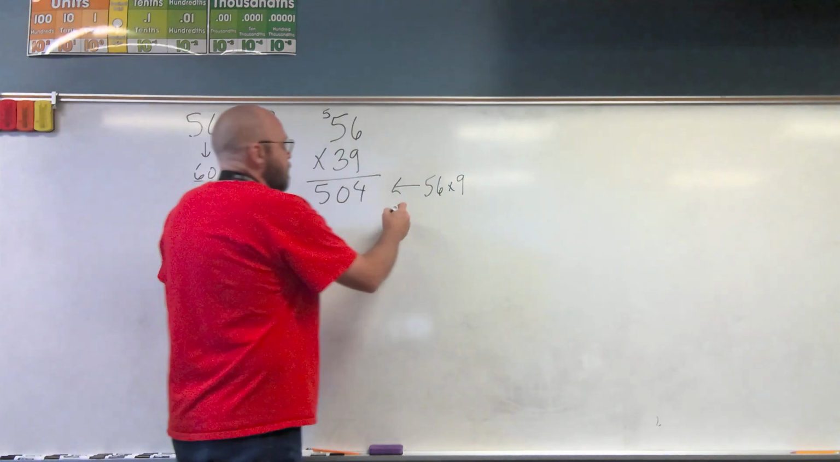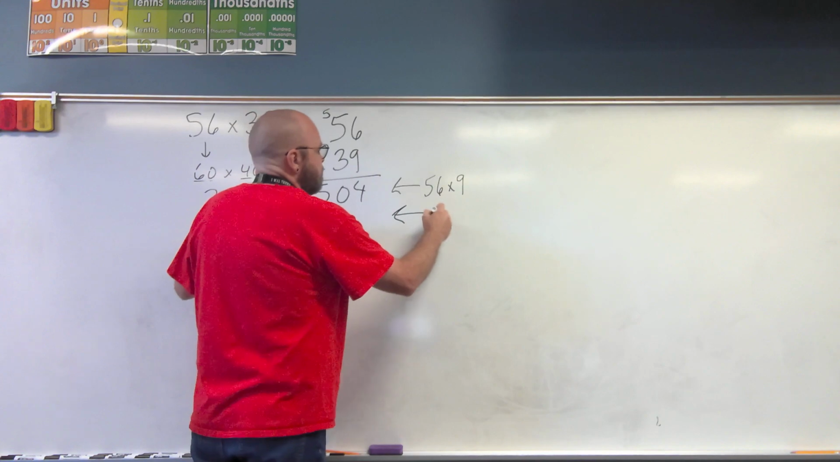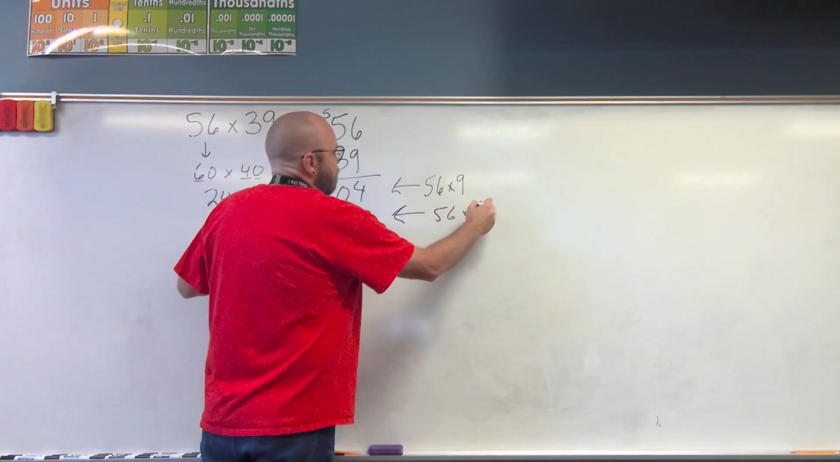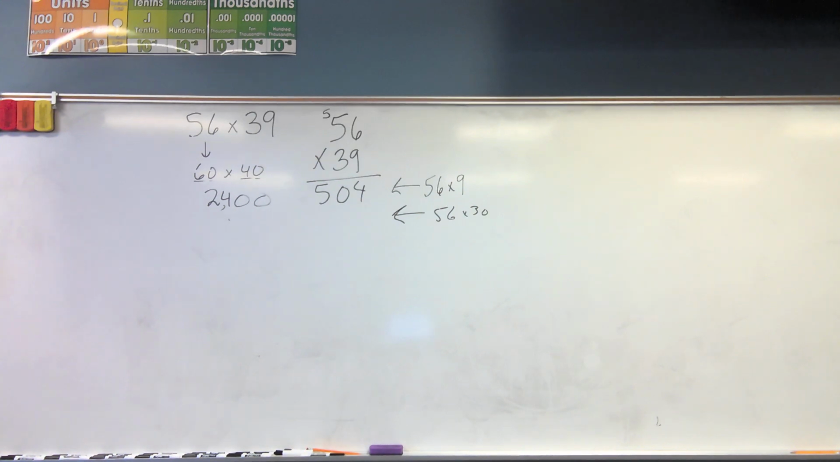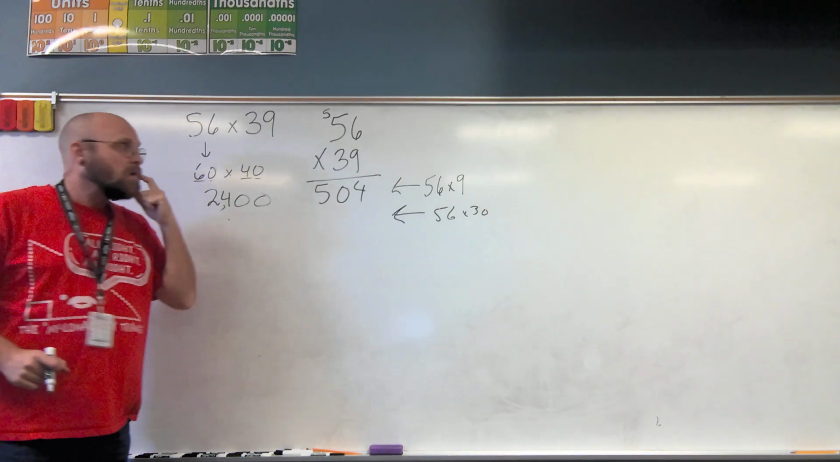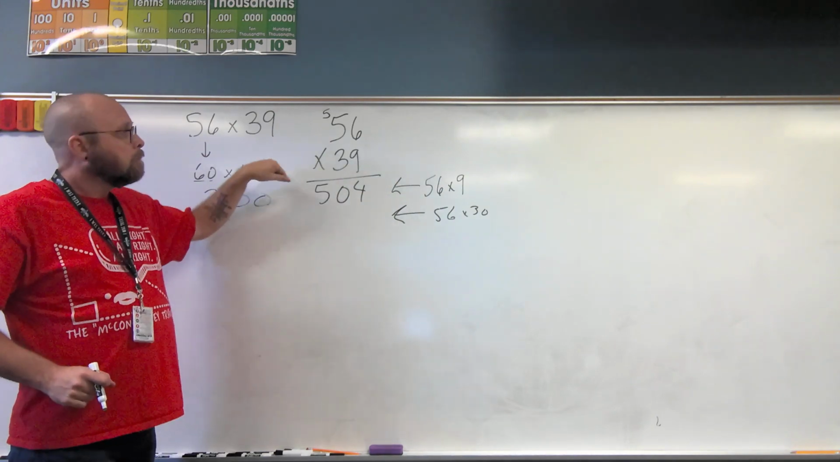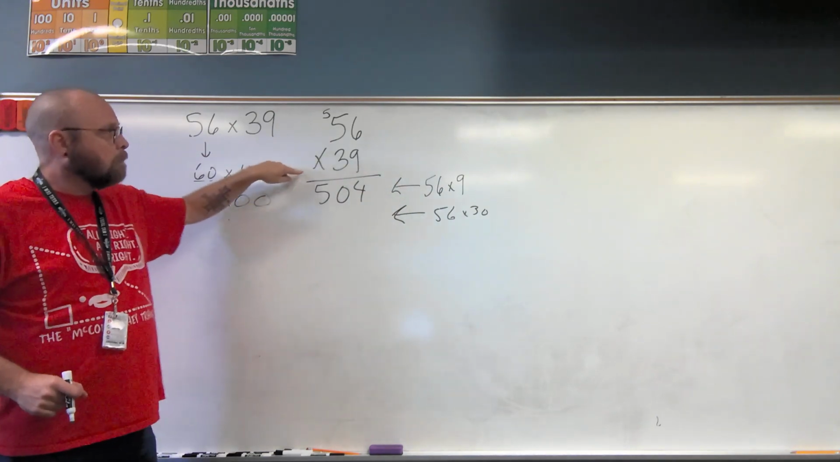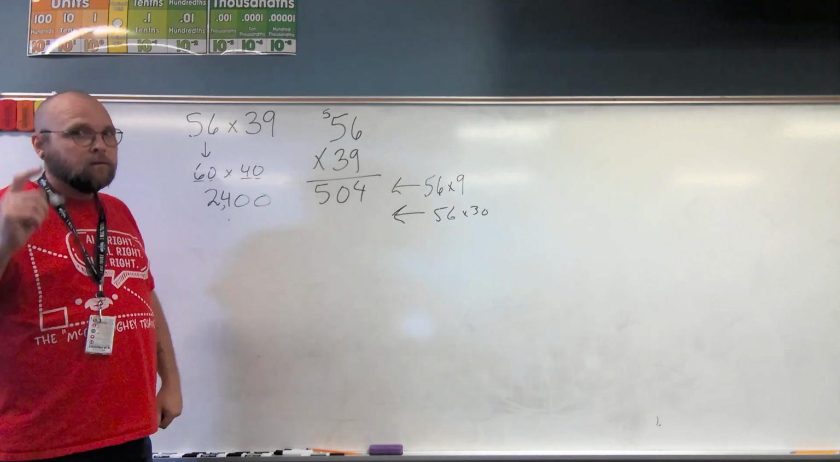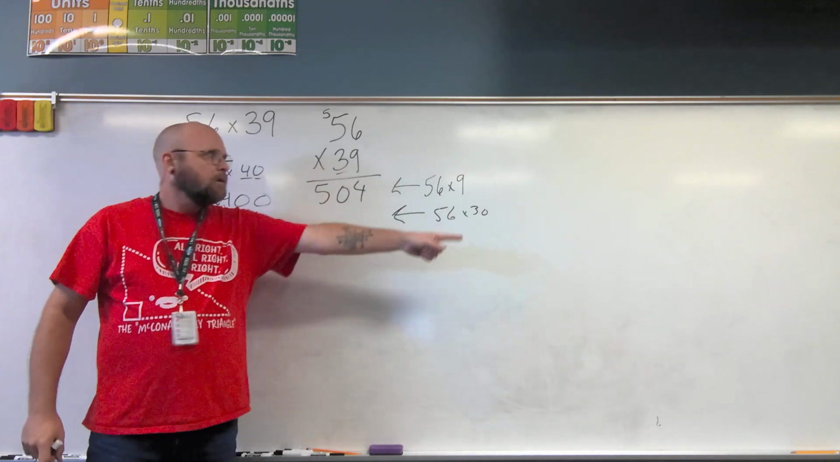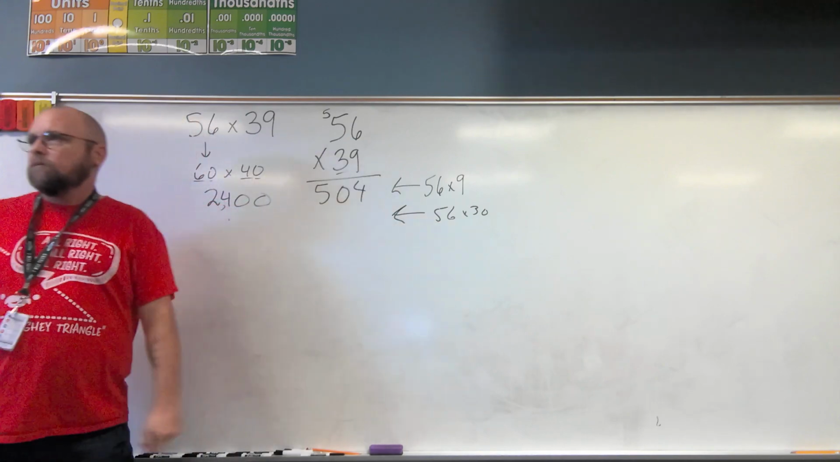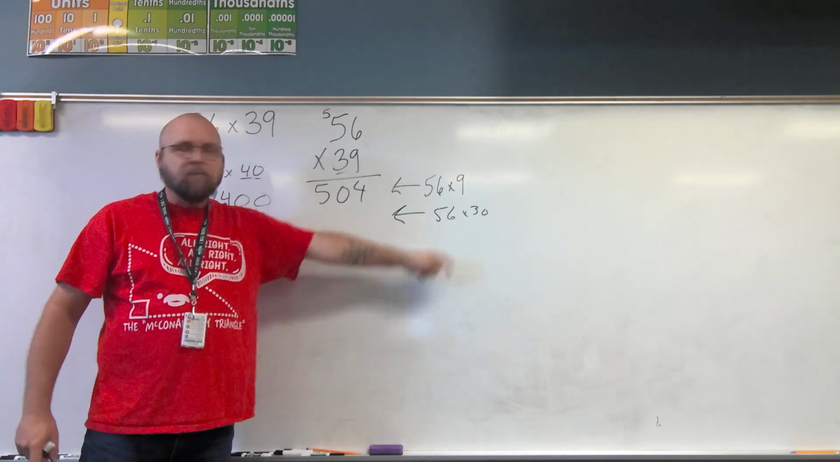Now what we're doing here is 56 times 30. Why 30? Anyone? Because you already used the 9, so it makes the 3 a 30 because it's in the tens. Good. My 3 is in the tens place. That's where that 30 came in.